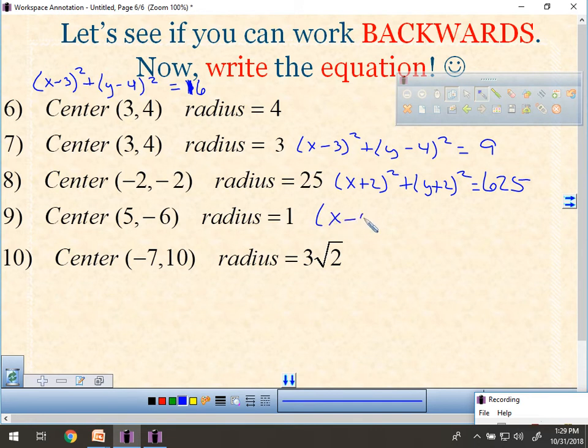All right. Number 9, yeah. The center would be, so it would be x minus 5 squared plus y plus 6 squared, and then it would be equal to what, though? 1, okay, because 1 squared is 1. This is the one that probably would take a little bit of arithmetic.